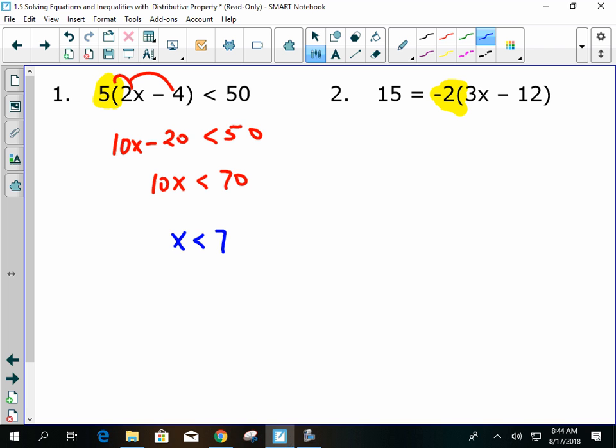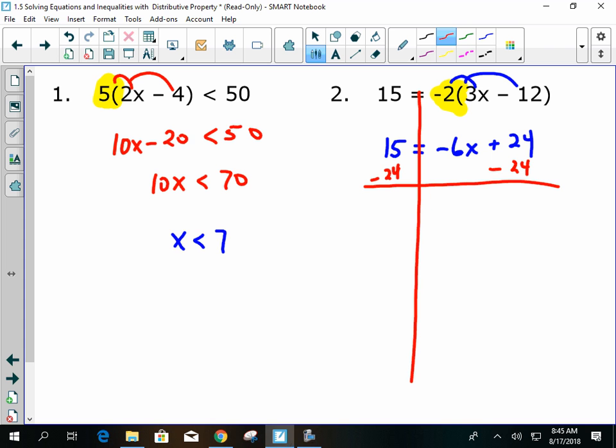Yes, I am skipping steps now because you should be that good at solving. If you're not, you need to practice. You need to come in. I'm going to distribute that 2, or negative 2. 15 equals negative 6x plus 24. So now I'm going to subtract 24 from both sides. That leaves me negative 6x equals negative 9.